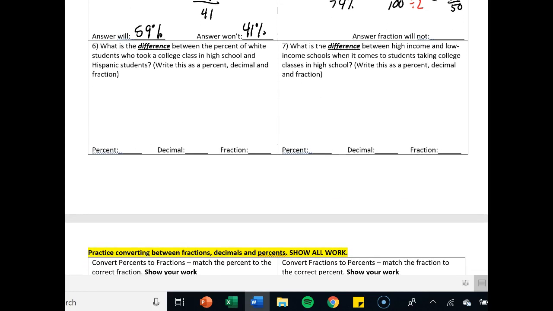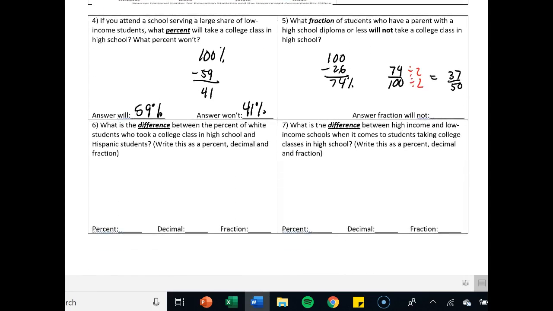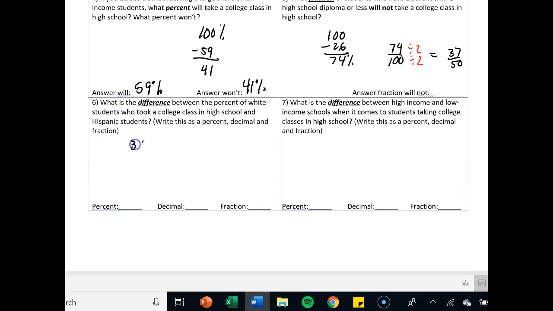And finally, these last two, it says, what is the difference between the percent of white students who took a college class in high school and Hispanic students? So difference means subtract. I have white students at 38%, Hispanic students at 30%. So 38% minus 30 is equal to 8%. So that as a percent, 8%. As a decimal, that's 0.08, not 0.8. 0.8 would be 80, so 0.08. And as a fraction, that's 8 over 100, or we can divide both of those by 4, which gets us down to 2 over 25.